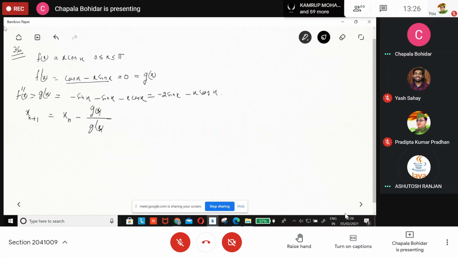Yes, ma'am. Okay. So now my aim is to find out the value of x1. The value of x is from 0 to pi. The middle one is pi by 2. So g of pi by 2 is how much? Is it positive or negative? Let us check. Cos pi by 2 is 0, then sin pi by 2 is 1, and so it is less than 0.